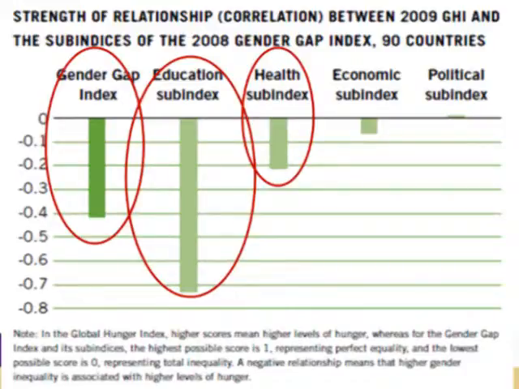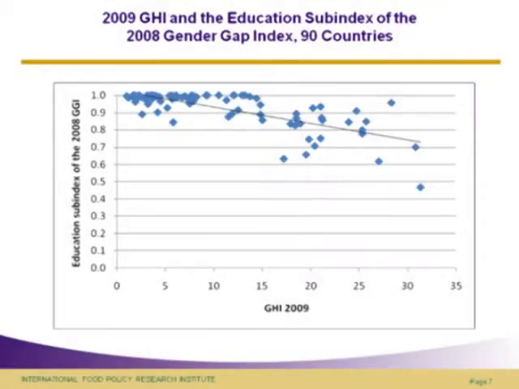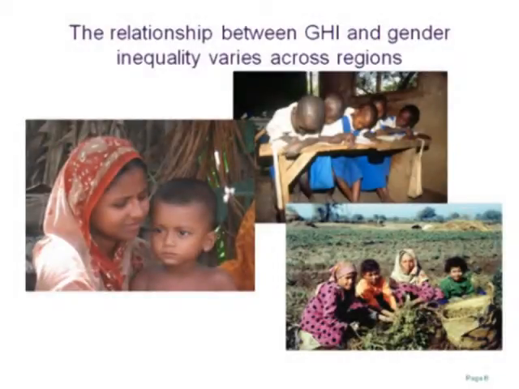So educational inequality between men and women is the most highly correlated with global hunger in the 90 countries we have looked at. We also have a strong negative correlation between the health sub-index and the education sub-index, but the education sub-index is much larger in terms of magnitude. Now, if you were to plot, for example, the education sub-index and the GHI, you would see this strong negative correlation coming out. But as Klaus said, what do averages hide?